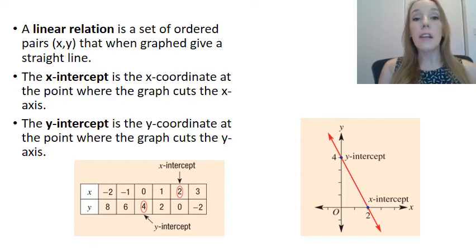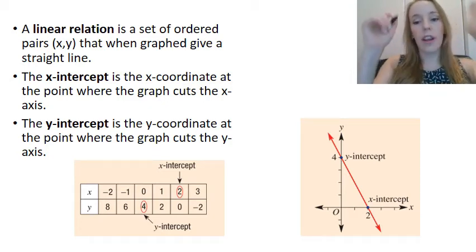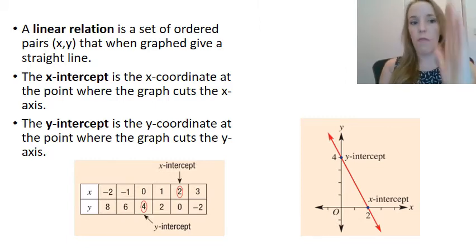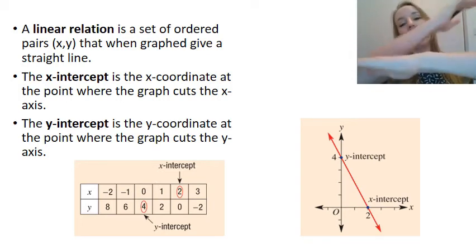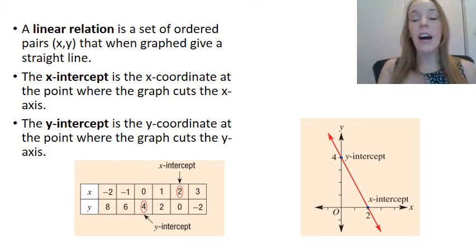Okay, so a linear relation, remember one of our learning goals was for you to recall what a linear relation is. It's a set of ordered pairs in that x, y kind of format, and when we graph them together, we get a straight line. So it has to be a straight line for it to be a linear relation. So the x-intercept is the point where a line of that linear relation actually cuts the x-axis. It's the position where the line on a graph would cut our x-axis.